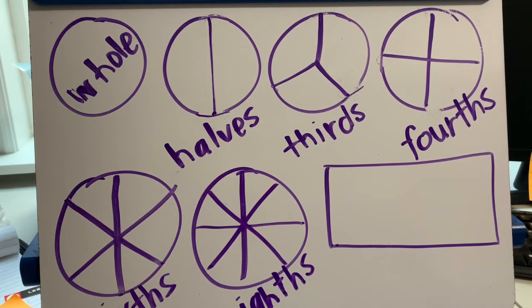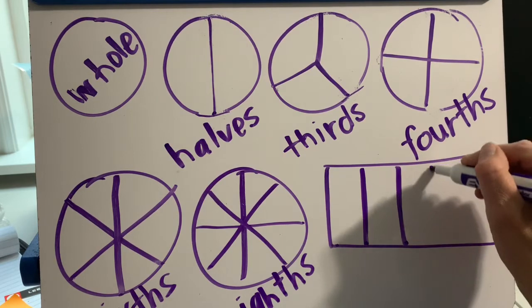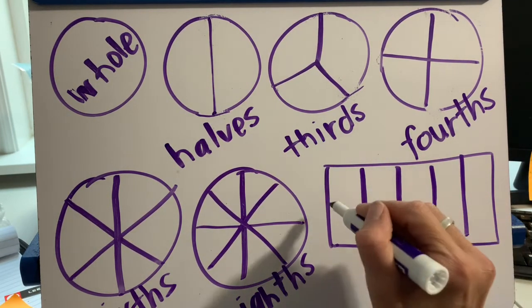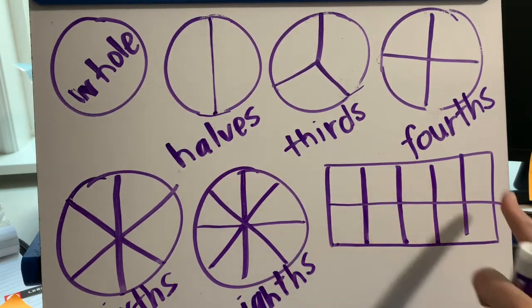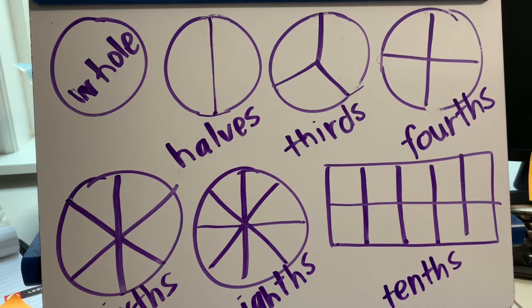And I'm going to go ahead and use a rectangle and draw 1, 2, 3, 4 lines, or 1, 2, 3, 4, 5 parts that I'm going to cut in half. And I would have 10 equal parts, and I would call this tenths. Fractions all have interesting names, and remember that's how I always say the denominator. Whole, halves, thirds, fourths, sixths, eighths, and tenths.